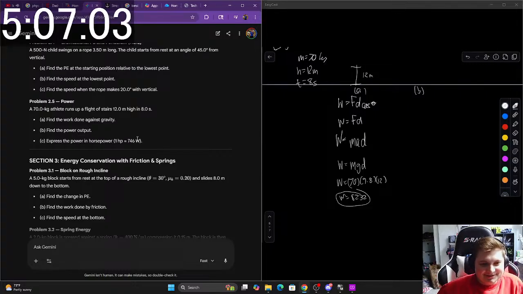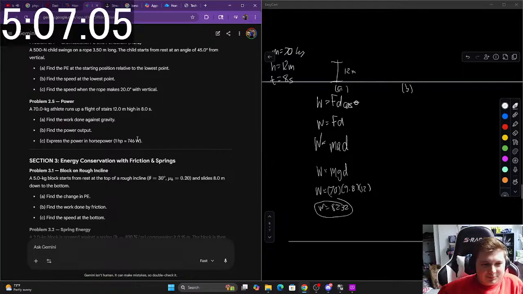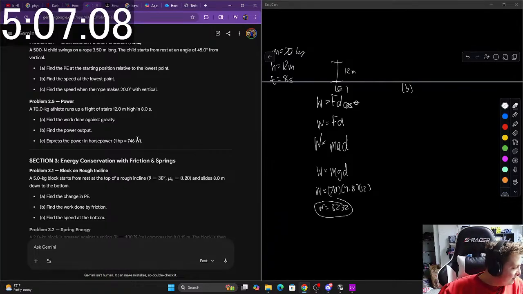I'm confused, bro. Find the power output? I don't know. Power. W times V. The velocity. How am I supposed to know the velocity? D over T.